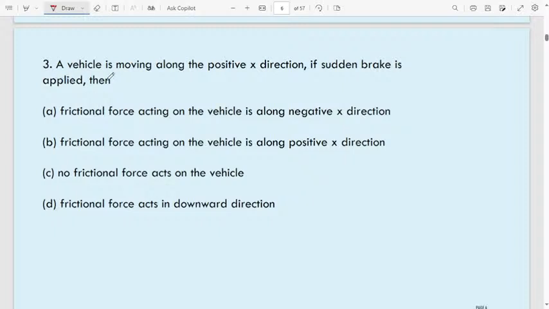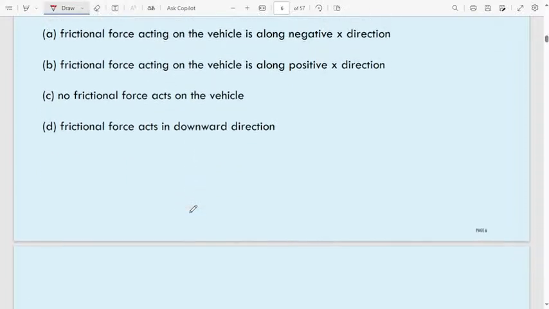Next question. A vehicle is moving along x direction. If sudden brake is applied, then option A, frictional force acting on the vehicle is along negative x direction. Option B, frictional force acting on the vehicle is along positive x direction. Option C, no frictional force acts on the vehicle. Fourth option, frictional force acts in downward direction. What is the correct answer?